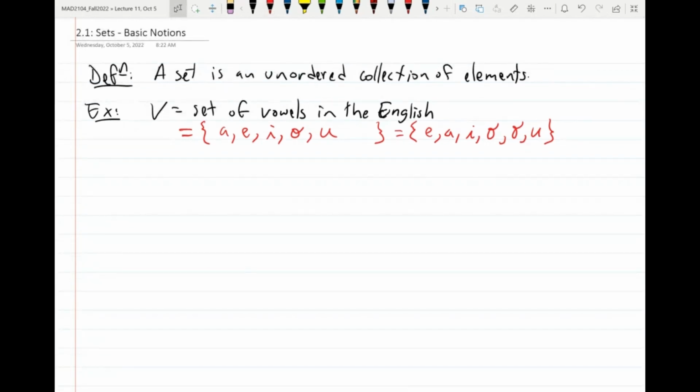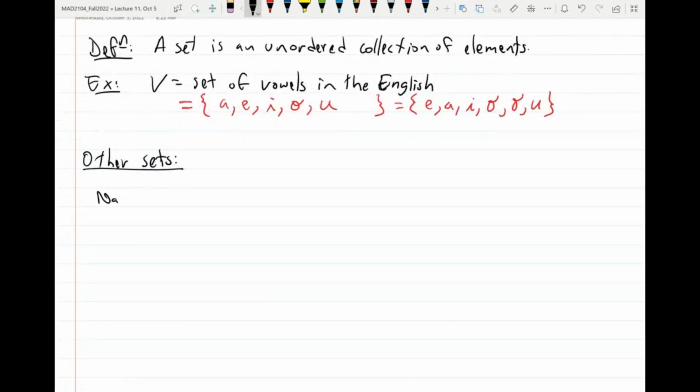All right. So as I mentioned, this is called the roster notation. Other sets that are commonly used in mathematics are, for example, the natural numbers. For the natural numbers, the letter that we use is a boldface N. And what is this set?